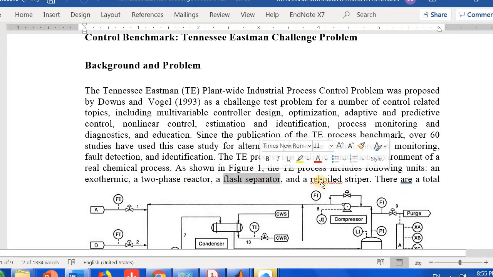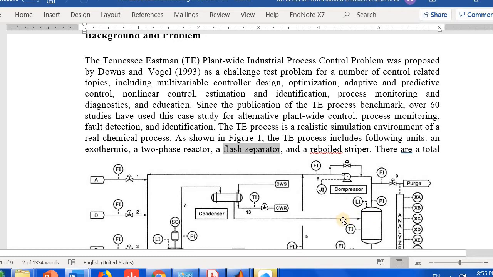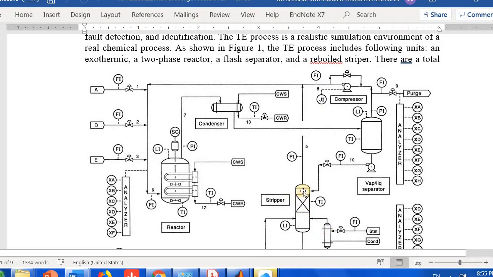A flash separator. So a flash separator, that means you're flashing this liquid, and it's like spraying something, and when you spray something at high pressure to lower pressure, it just goes as a mist or as a vapor. So you have a separation of a gas and a liquid. Okay, it's called a flash separator. And then a reboiler stripper. So you have a reboiler and a stripper. Okay, and the stripper means you're stripping out gas that goes back to your reactor.